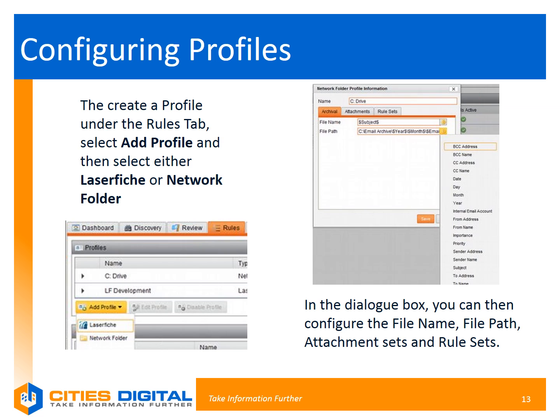When configuring a profile, just select Add Profile and then select either Laserfiche or Network folder. There will be a dialog box that opens, and then you can configure the file name, file path, attachment sets, and rule sets. And again, you can use tokens and static text to configure those different file paths and names.